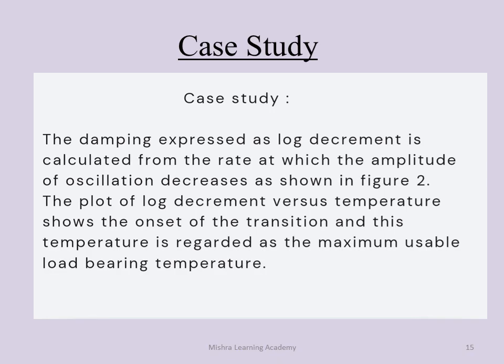The damping, expressed as log decrement, is calculated from the rate at which the amplitude of oscillation decreases, as shown in figure 2. The plot of log decrement versus temperature shows the onset of the transition, and this temperature is regarded as the maximum usable load-bearing temperature.